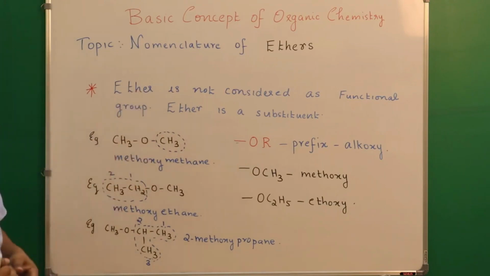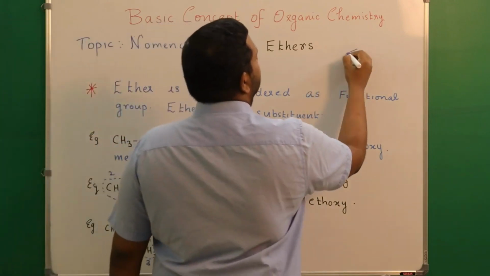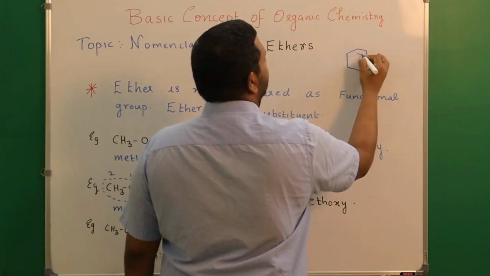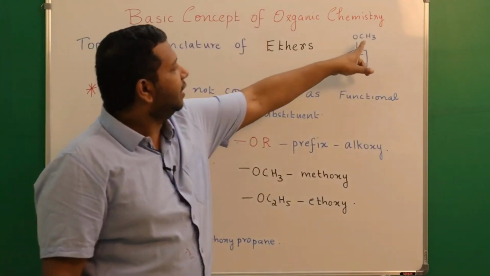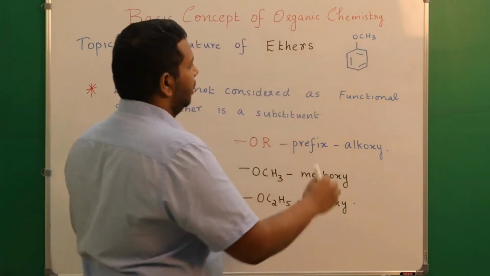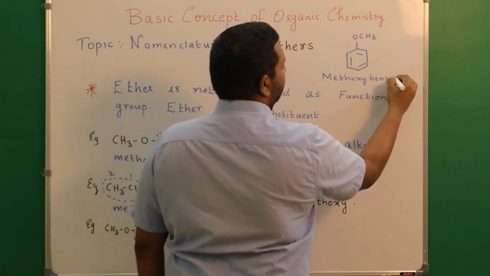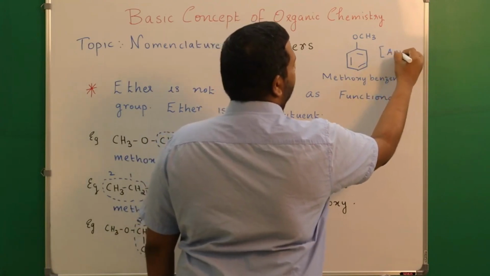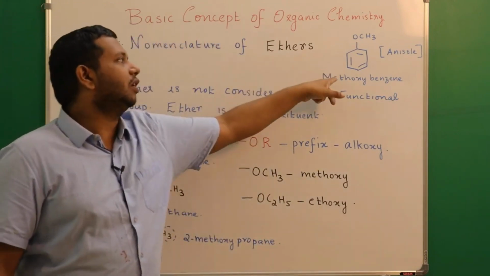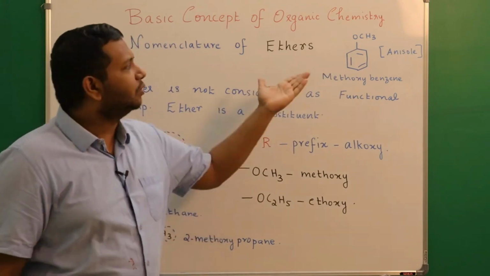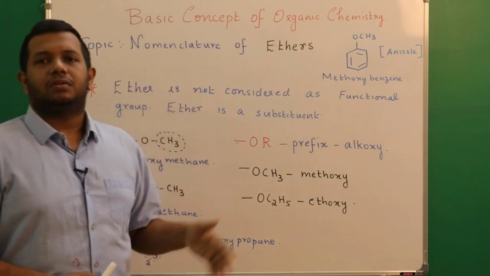One more thing I need to say. What about this compound? Suppose benzene is coming along with OCH3. This is a famous compound. So here also you can say methoxybenzene, or it has a very popular common name, so we say this compound as anisole. Please remember, this compound we call anisole, or the other IUPAC way of saying is methoxybenzene. Sometimes anisole is also accepted as the IUPAC name. I hope you understood this topic.